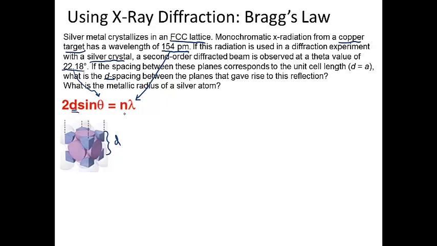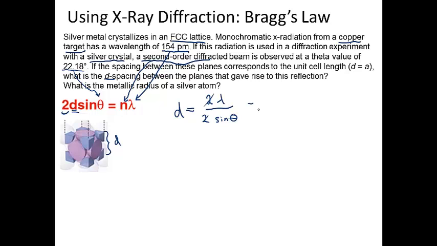The one thing we haven't mentioned yet is n, the order of diffraction. That's the second order diffraction here. That's something you see during the experiment. You can't just calculate it. It's an experimentally observed phenomenon. So d is going to equal n times lambda, divided by 2 times sine theta.